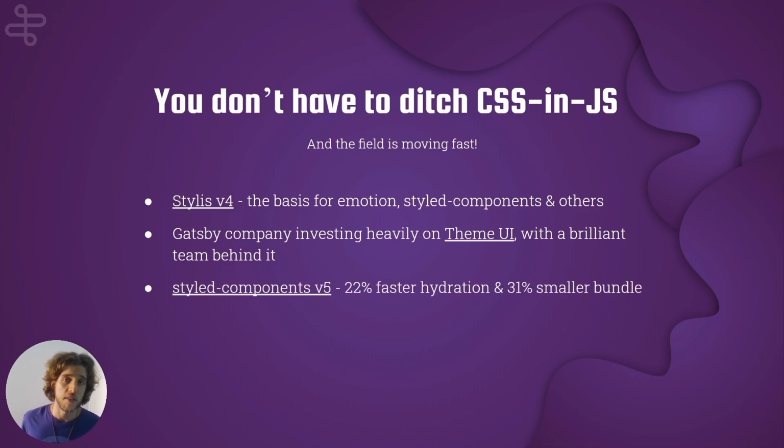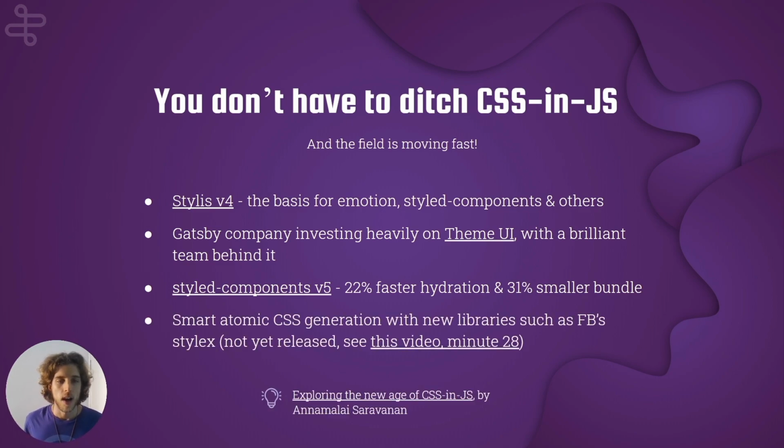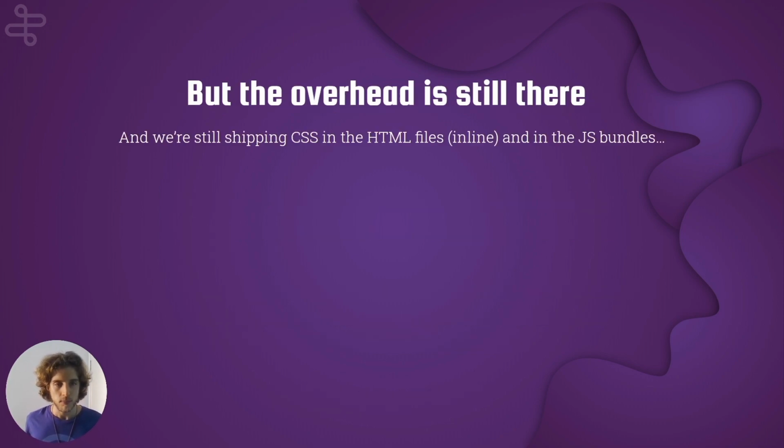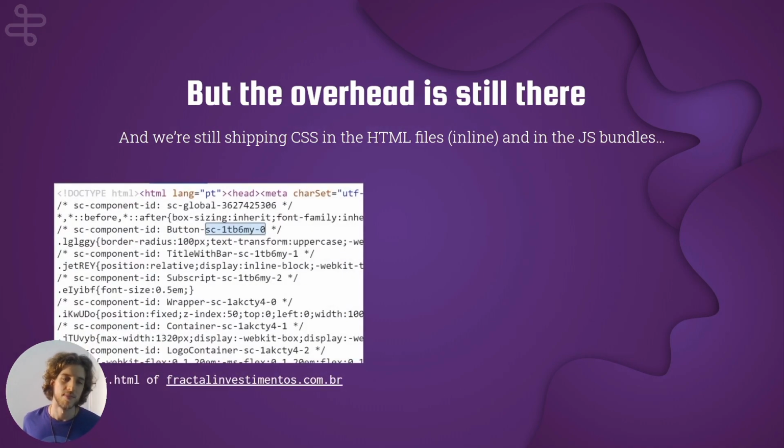Styled Components v5 came out early in 2020, and it is significantly faster and smaller. And also we have some smart atomic CSS generation that can even have better performance than native CSS. So yeah, you should take a look at this video that I linked for Facebook's Stylex. That's a very, very nice idea. But the overhead is still there. So even though we compile it and we do all that, stuff is still duplicated.